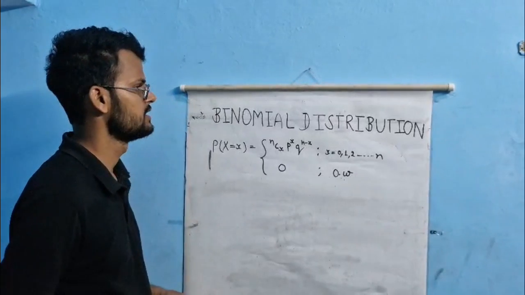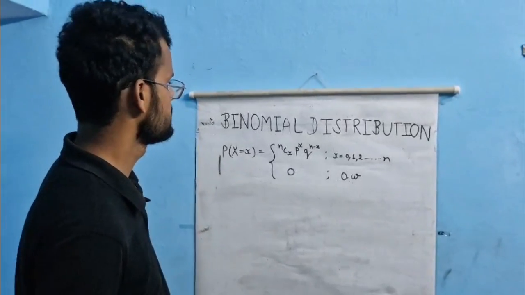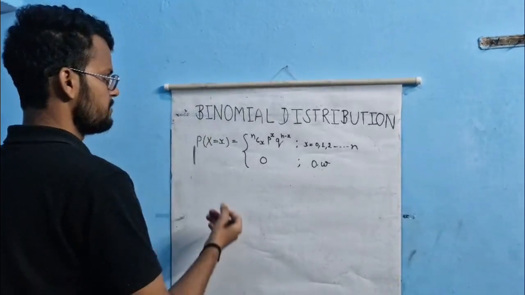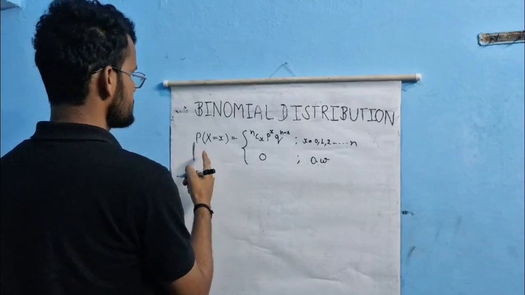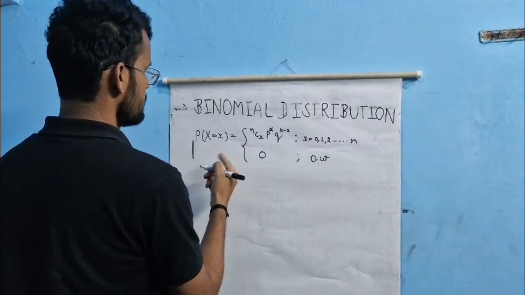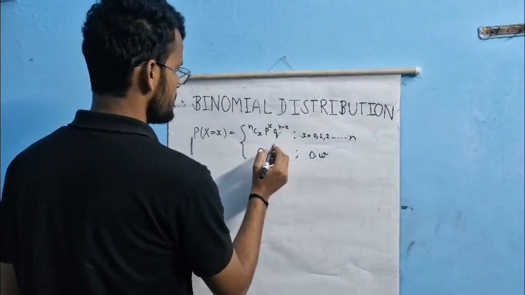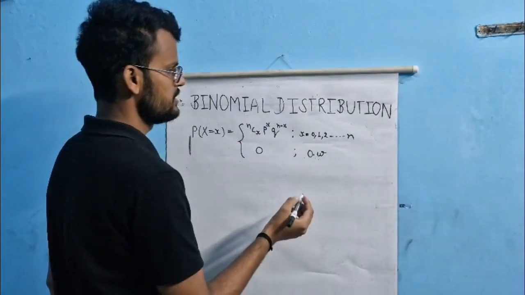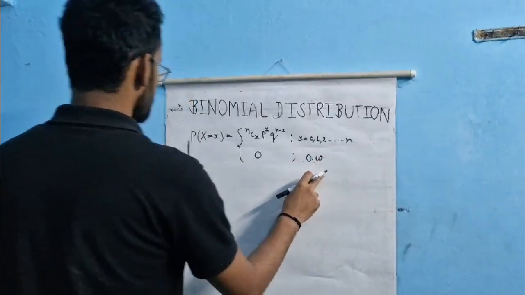Today's topic is related to the subject statistics. The topic is binomial distribution. This is the PDF of binomial distribution: P(x) is equal to nCx p raised to the power x q raised to the power n minus x, where the range of x goes 0, 1, 2 up to n, and 0 otherwise.